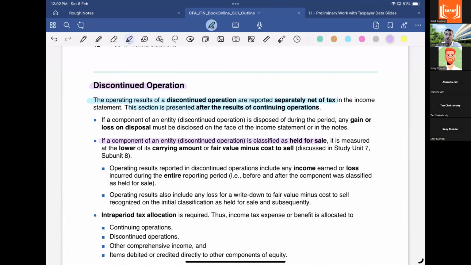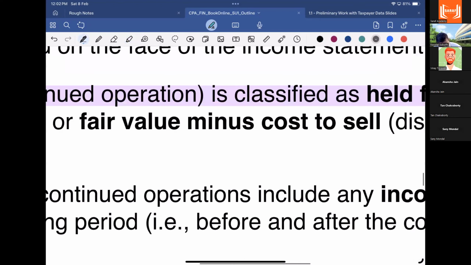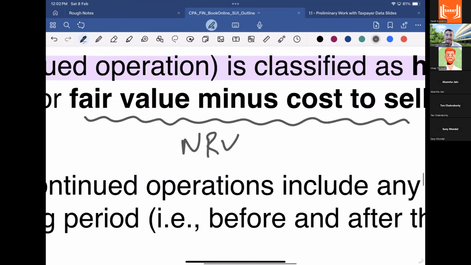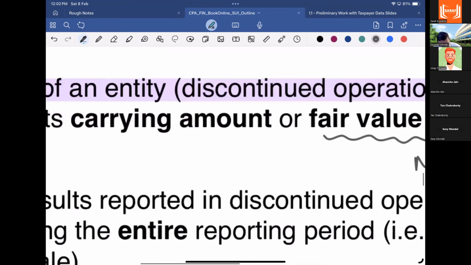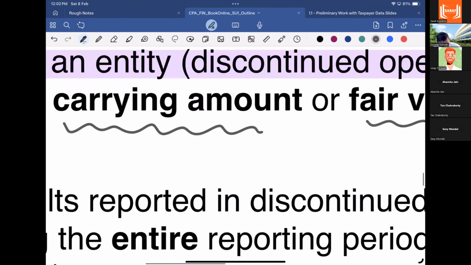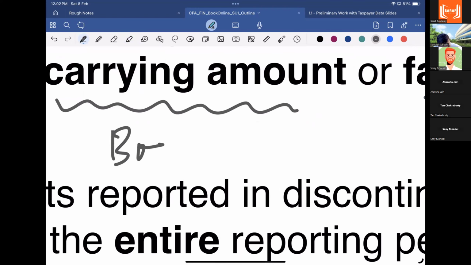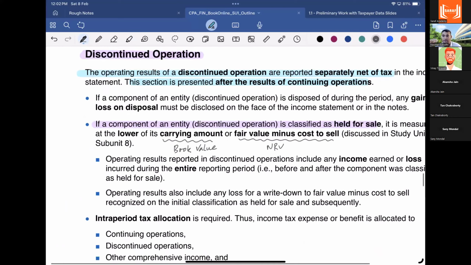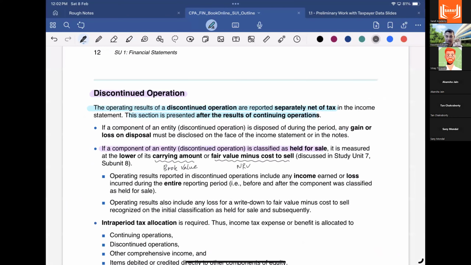Again, you would be showing it at the lower figure as compared to the carrying value, or the fair value minus cost of sale, which is what we call NRV. इसको हम क्या कहते हैं? Net realizable value, right? So fair value minus the cost to sell is NRV. So NRV, or the carrying value, which is basically known as the book value. The carrying value or the net realizable value, whichever is lower, should be measured accordingly.